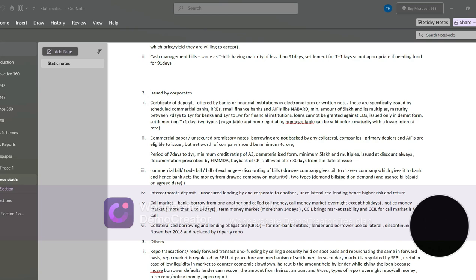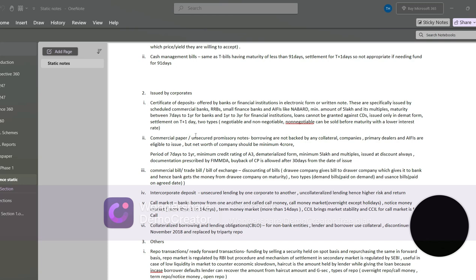Scheduled commercial banks, SCBs, RRBs, small finance banks, and AIFIs. Now, the minimum amount of CDs is 5 lakh and its multiples. And maturity for this is between 7 days to 1 year for banks and 1 year to 3 years for AIFIs. And loans cannot be granted against CDs, and these are issued only in demat form, and settlement is again in T plus 1 days.